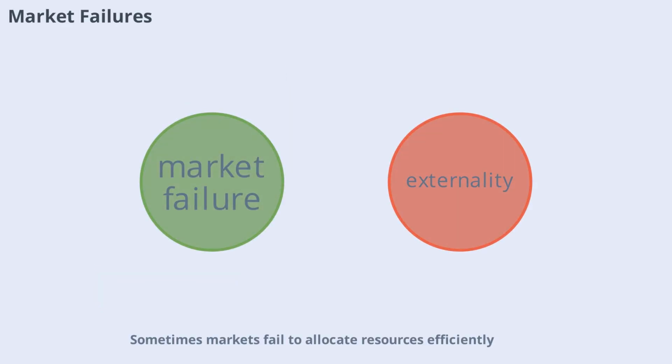Sometimes, markets fail to allocate resources efficiently. Market failures can occur due to externalities, public goods, or imperfect information. When markets fail, government intervention may be necessary to correct the problem and improve outcomes.